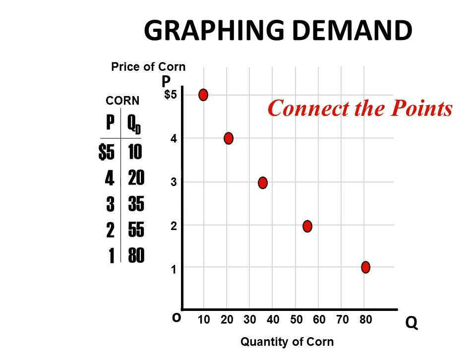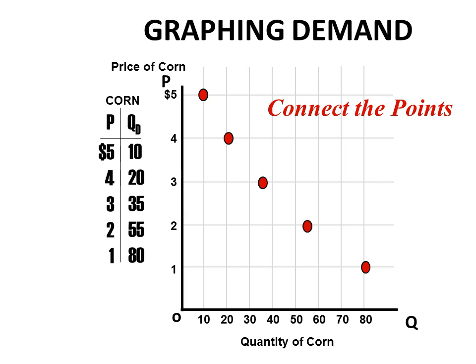On the left-hand side, we have the data explaining how much one specific buyer is willing and able to purchase, and in this case, we're analyzing the market for corn. So this individual is willing and able to purchase 80 bushels of corn at $1 per bushel, 20 bushels of corn at $4 per bushel. Right, you see those relationships on the left-hand side.